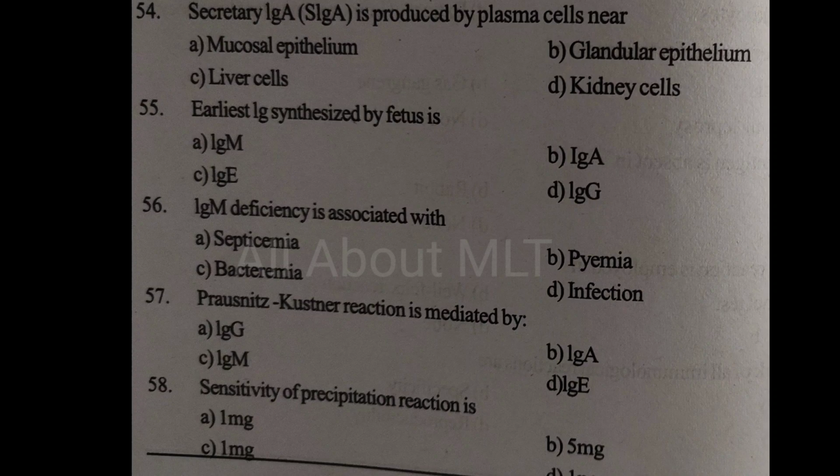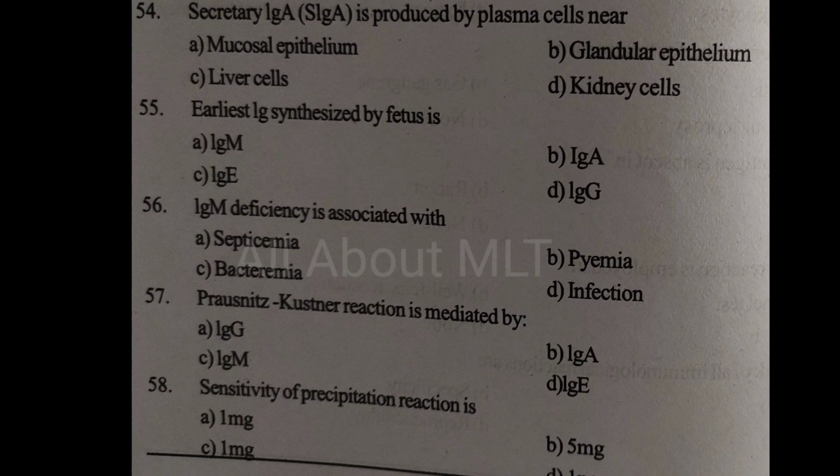IgM deficiency is associated with option A, septicemia, option B, pyemia, option C, bacteremia, option D, infection. Answer is option A, septicemia. Prausnitz-Küstner reaction is mediated by option A, IgG, option B, IgA, option C, IgM, option D, IgE. Answer is option D, IgE.